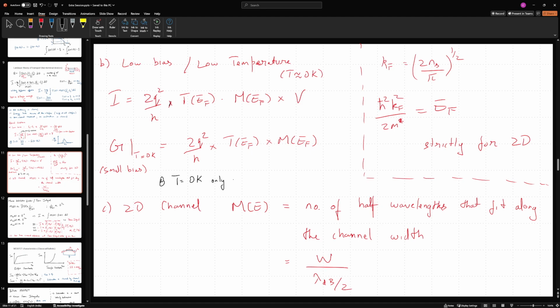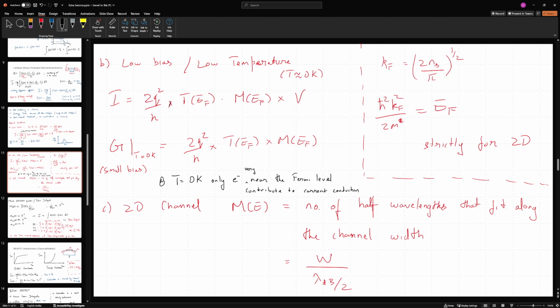only electrons near the Fermi level, very near, contribute to transport, contribute to current conduction.